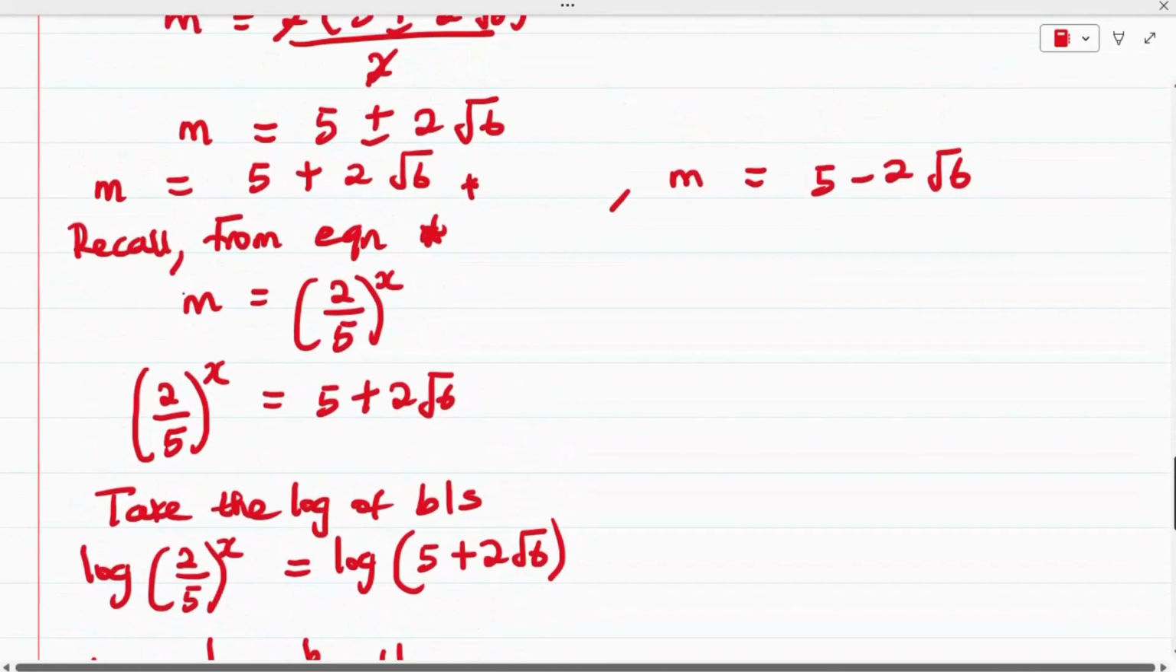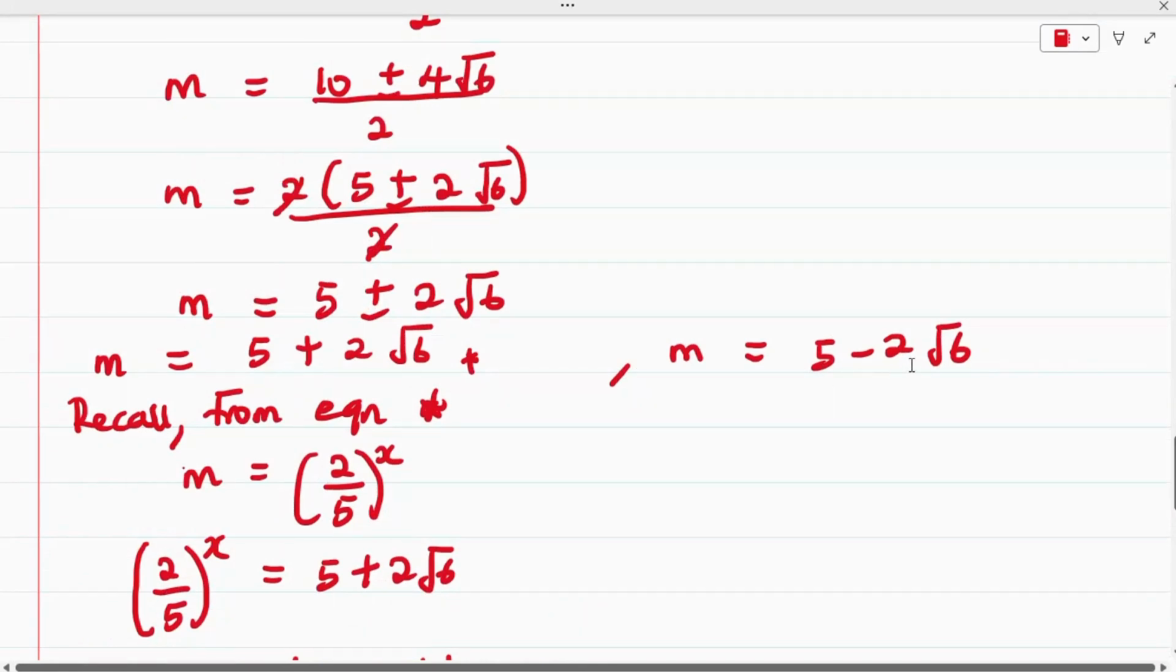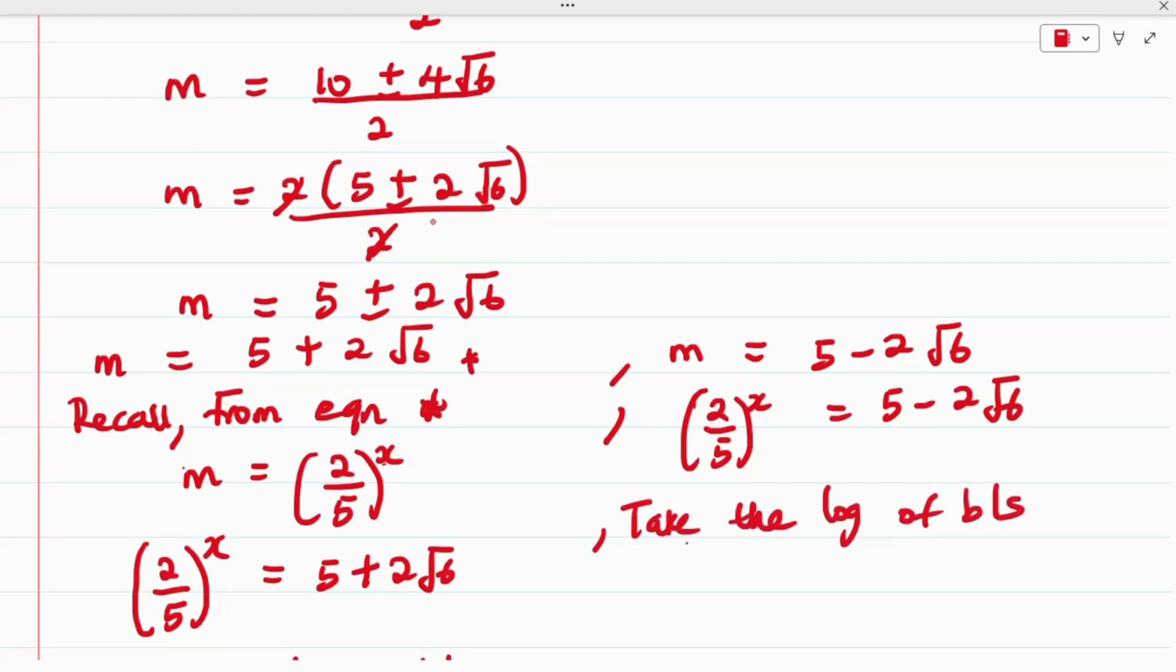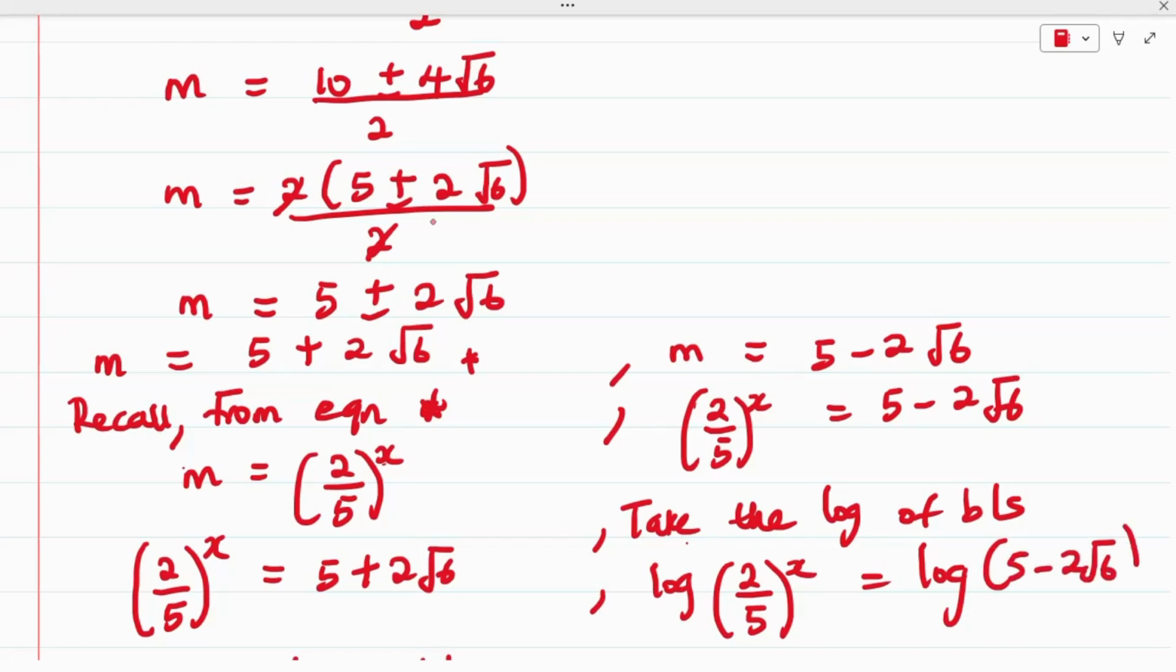The next thing we want to do is to solve for m equals 5 minus 2 root 6. So we want to simply recall what m is. We know that m is equal to 2 over 5 all raised to the power of x. So we have 2 over 5 all raised to the power of x is equal to 5 minus 2 root 6. So the next thing we want to do is to simply take the log of both sides. So taking the log of both sides, we have log 2 over 5 all raised to the power of x is equal to log 5 minus 2 root 6, okay?